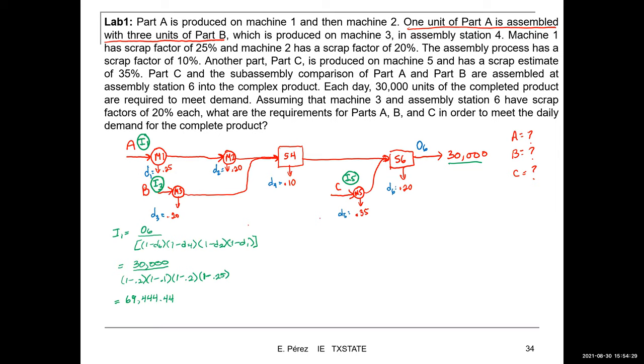Yes, you would round up, correct, because you need an integer number. So you go to the next one. So this would be 69,445. Good question. So that would be for A.